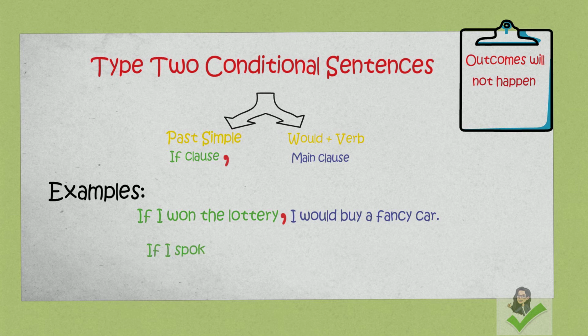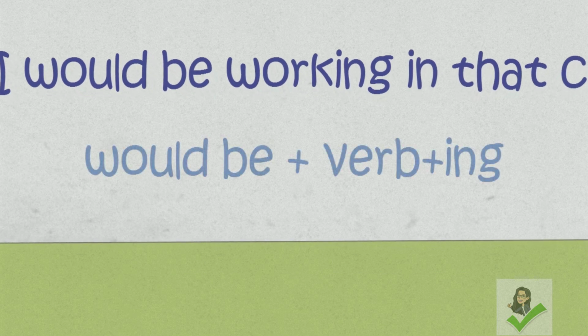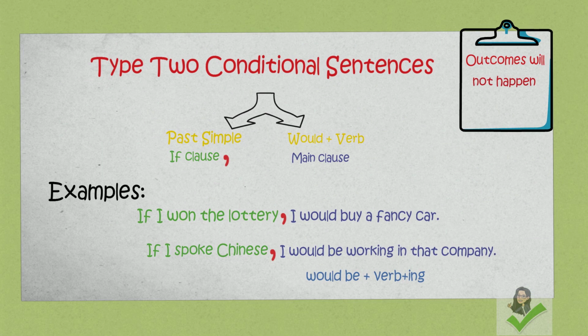If I spoke Chinese, I would be working in that company. But I don't speak Chinese. And notice here, I used would be plus the verb and ing. So this is another form that you can use to structure type 2 conditional sentences. The main clause can never happen here because the if clause did not happen. And it's very common to use I were in type 2 sentences.